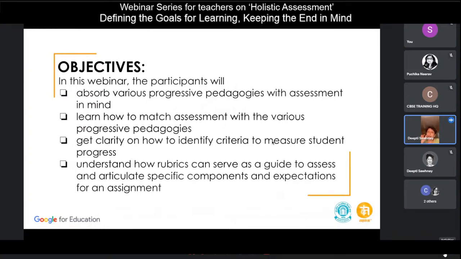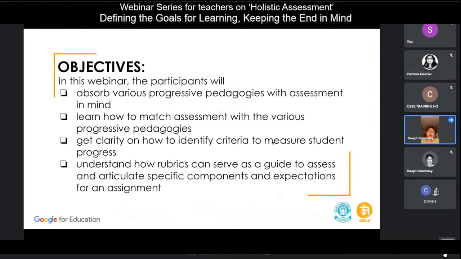We will look at criteria for rubrics. How do you create a rubric? What are the different kinds of rubrics? And how do we develop the rubrics along with the children, so that it serves as a guide for them to assess and to articulate the expectation for any assignment which is given to them? So how do you get children to create their own sense of what it is that I'm learning and how will I learn it?